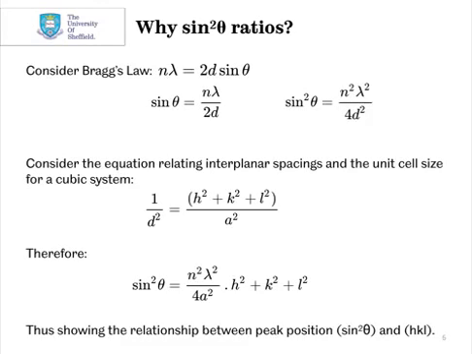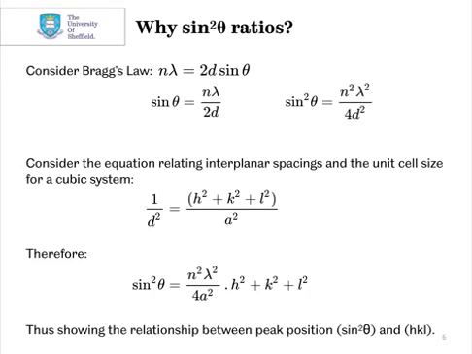So we need to combine 2 equations. First of all, let's consider Bragg's law: n lambda equals 2d sine theta. We can rearrange this to give us sine theta equals n lambda over 2d, and then square all of that to give us sine squared theta equals n squared lambda squared over 4d squared.